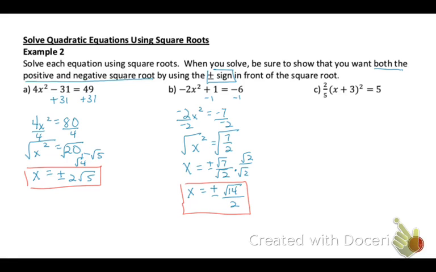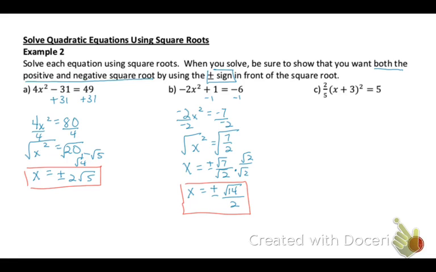So notice when I take a square root times another square root, I just multiply those numbers. So the square root of 7 times the square root of 2 is the square root of 14. And then the square root of 2 times the square root of 2 is essentially the square root of 4, which simplifies to 2.